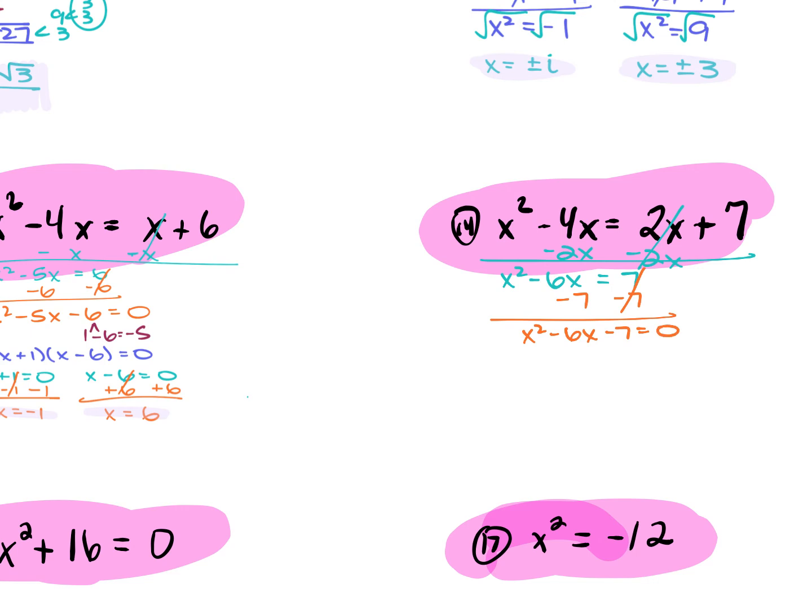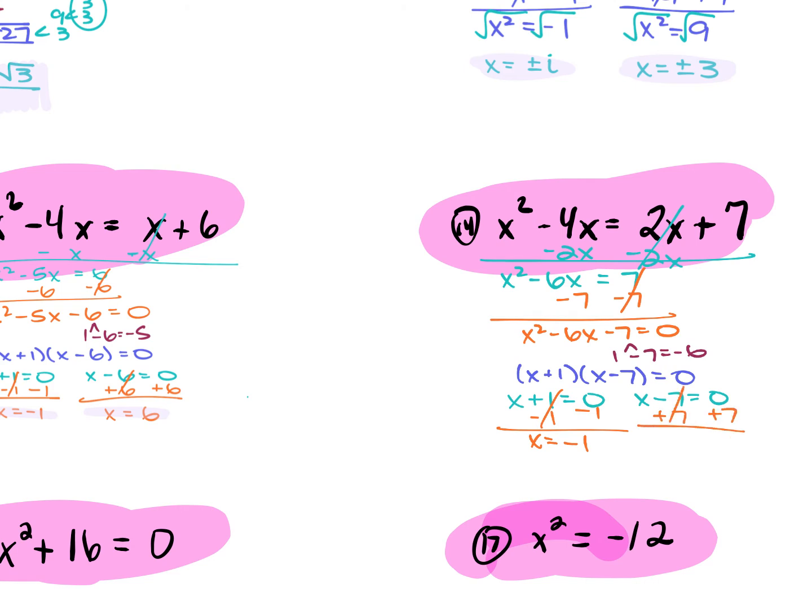Your factors of negative 7 that add up to be negative 6 are what and what? 1 and negative 7. So this factors to be x plus 1 times x minus 7 is equal to 0. So this one is just like the one we just did on number 13. We'll set each of these equal to 0, and we'll solve for both. We'll subtract that 1 from each side, so x is negative 1. And we'll add that 7 to each side and get that x is also positive 7.